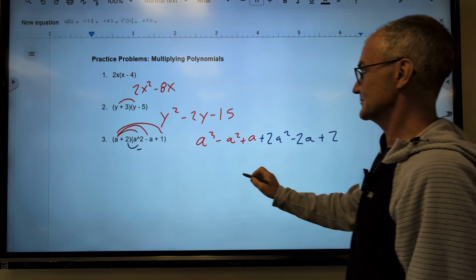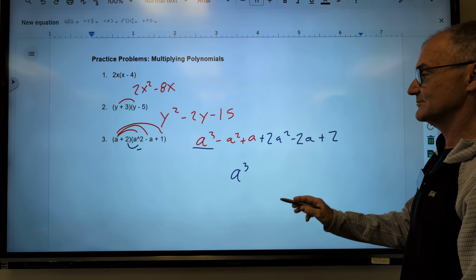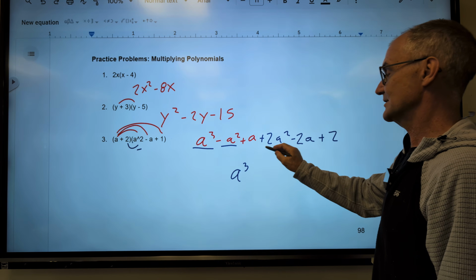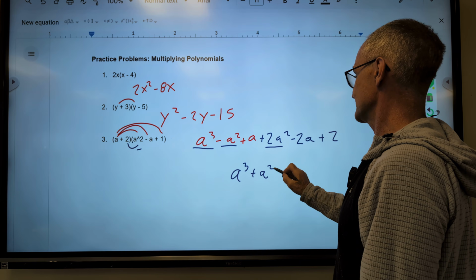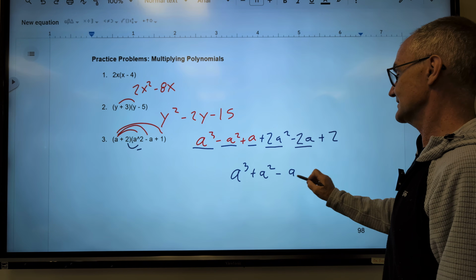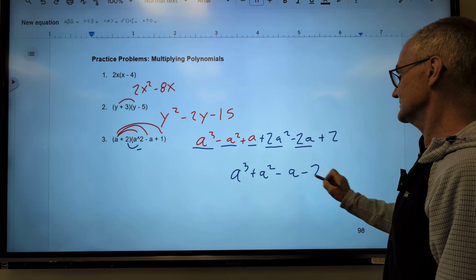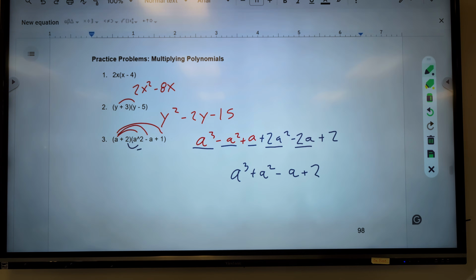Combining similar terms, I have a to the third. I like to underline them so I don't double count them. Negative a squared and positive 2a squared is 1a squared. A and negative 2a is negative a plus 2. Again, this is a third degree polynomial as a solution.